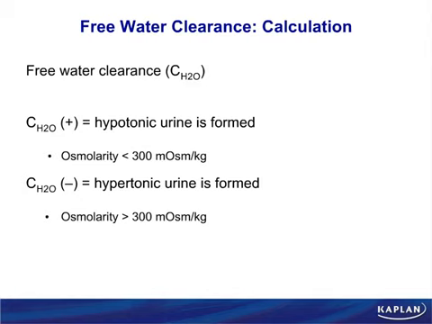In a positive free water clearance, you have low levels of ADH, so that means you are excreting more free water. Because you are excreting more free water, you will have a more hypotonic urine form. So a positive free water clearance will give you hypotonic urine, because you will not be reabsorbing free water. And we call it a positive free water clearance because you are now clearing more free water from the kidneys. You'll tend to see that when you have a low osmolarity.